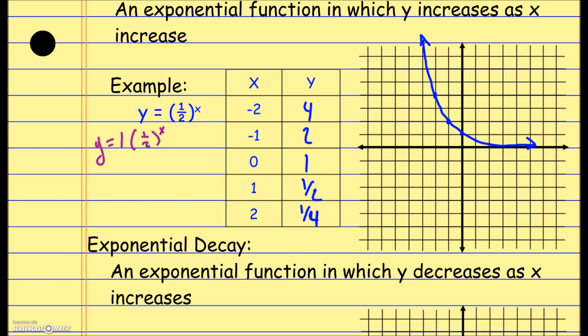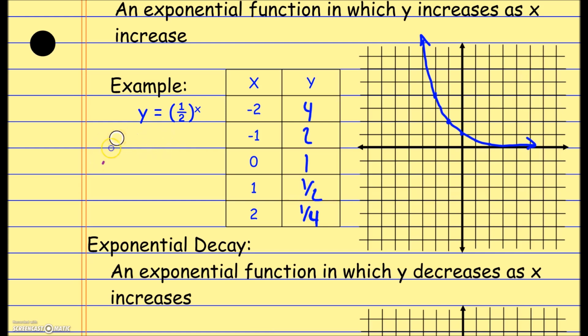In other words, as I go from left to right, the function's getting smaller and smaller. Okay, so the function is decreasing the entire time. So again, increasing, decreasing. I always go left to right. This one from left to right, the function's going down, so it's decreasing. This is exponential decay.